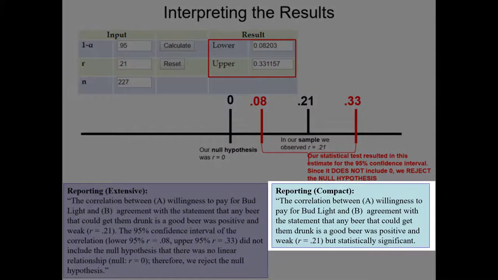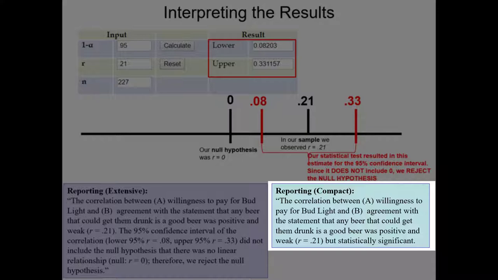A more compact version of this reporting, if we think our audience understands the basic testing associated with correlation coefficients, would be to simply write: the correlation between willingness to pay for Bud Light and agreement with the statement that any beer that could get them drunk is a good beer was positive and weak, r equals 0.21, but statistically significant. Notice that we dropped a whole bunch of language describing the statistical test there. Remember, we have to be cautious if we use more compact reporting. That presumes our audience understands and can follow along with many of the basic assumptions we made with our testing.